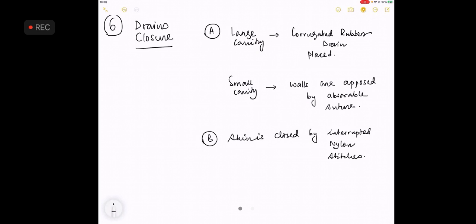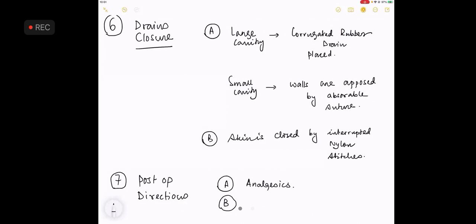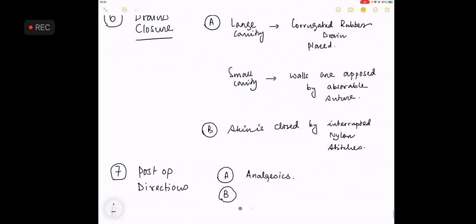What is the next step? Post-op directions. Post-op directions are only two. Analgesics are the only advice. You don't need a routine antibiotic; you can give mupirocin skin ointment.